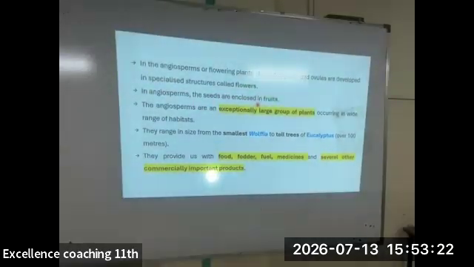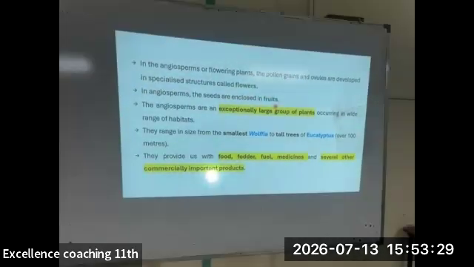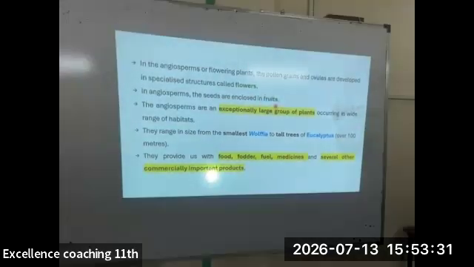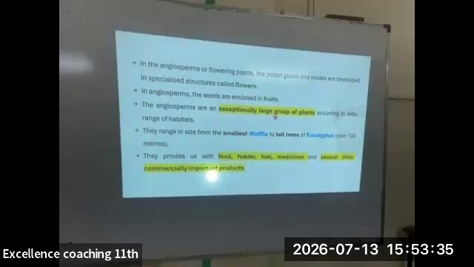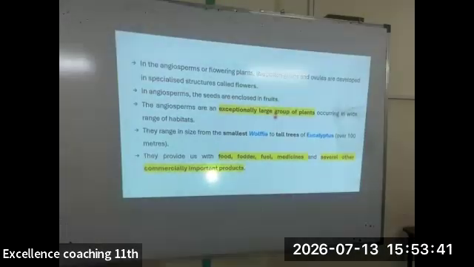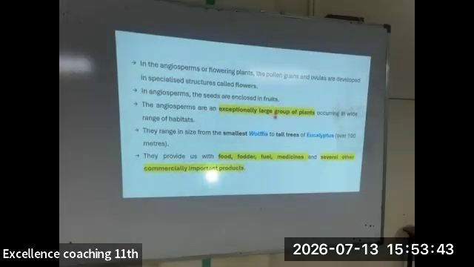For example, in gymnosperm, there is no fruit which is present. There is directly seed. But here the seed is present inside the fruits. Then obviously this will include a large number of plants. Most of the plants which we see are actually angiosperm, that is flowering plants. So the smallest flowering plant is Wolfia, and the tallest one is Eucalyptus.